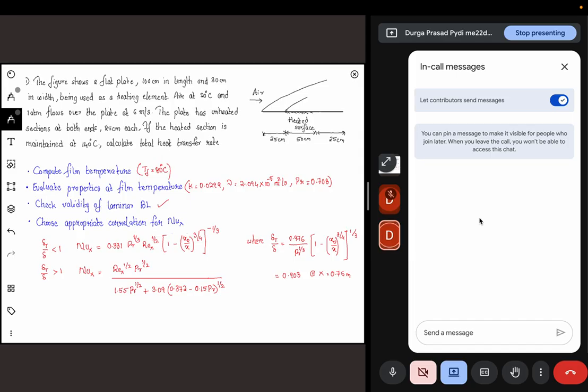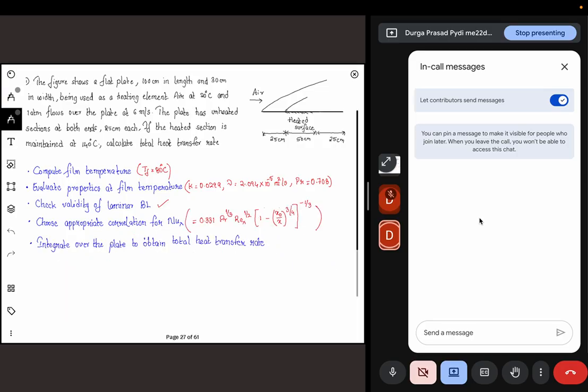Yeah. And this value is less than 1. So the correlation I should be using is this one, right? So I'll choose this correlation. Once I've chosen, all that is required is to calculate the integral of this particular expression. Only then I'll get the total heat transfer rate.